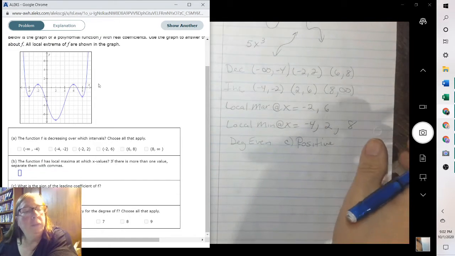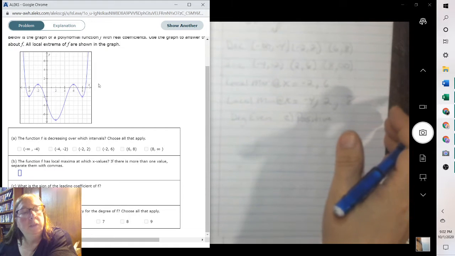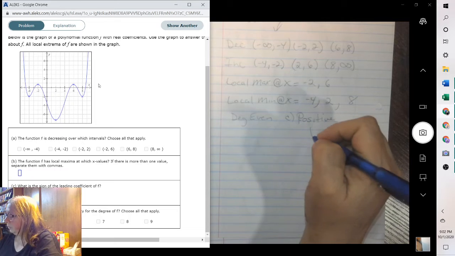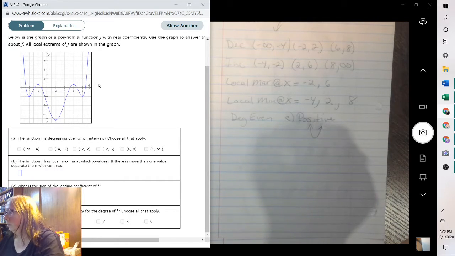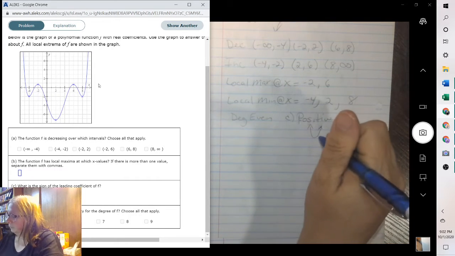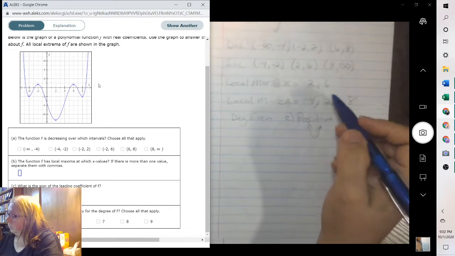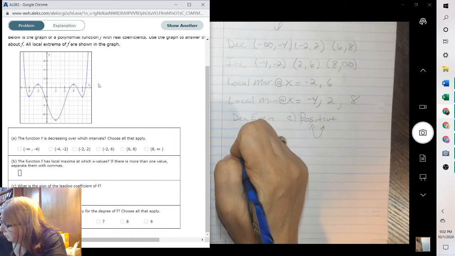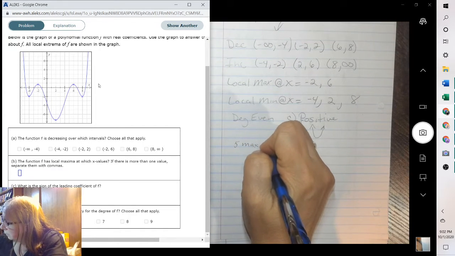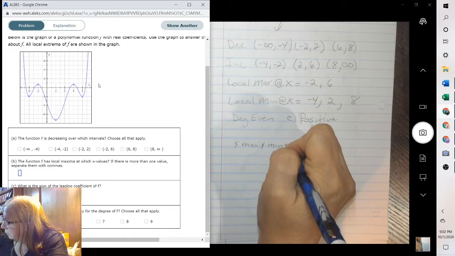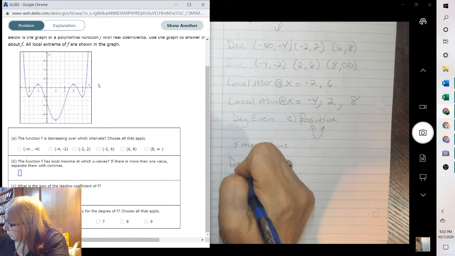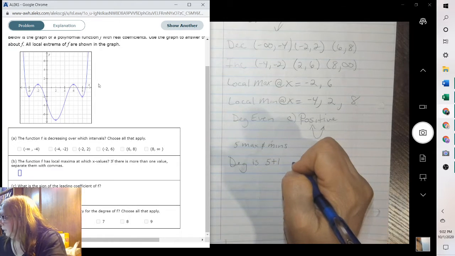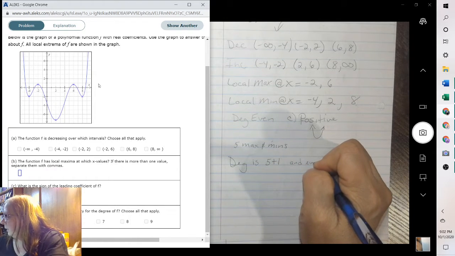And then it says, which of the following is a possible degree? Well, we know it's even because both ends are going up. It has to be even. That's a parabola when the degree is even. And we know there are 1, 2, 3, 4, 5. There's 5 max and mins. So the degree is 5 plus 1 and every even after that.